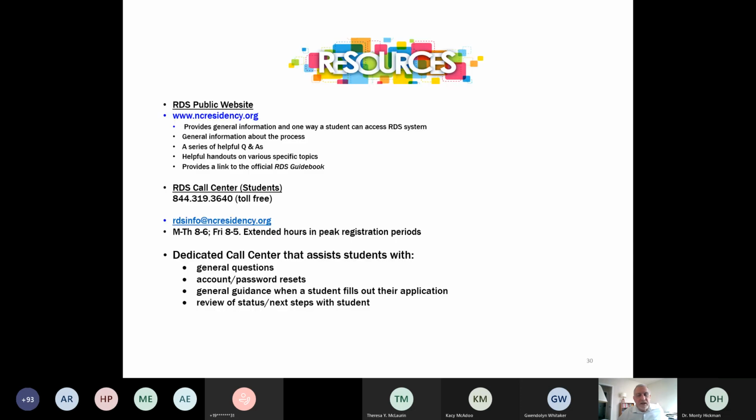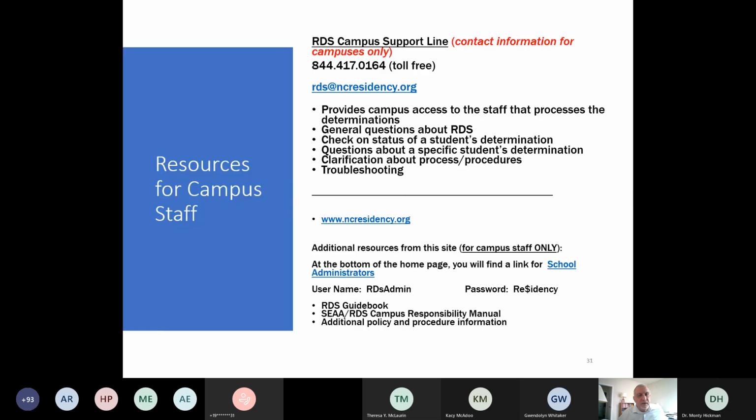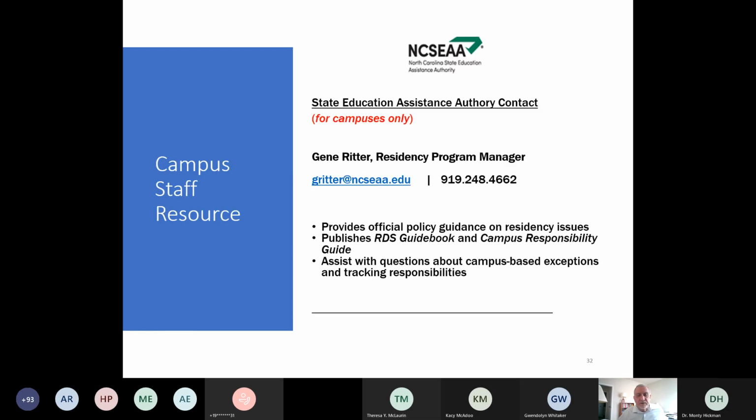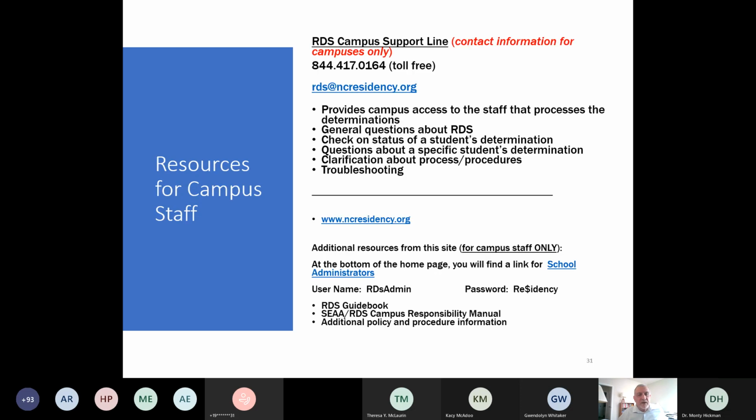So we'll have this again, and Monty's going to send this out with the resources and our contact numbers. In general, if your question is about what's going on with the determination, or helping the student understand why they just got out, your best bet is calling the campus line. If a student has questions, have them call the student line. They can help them go through the interview and answer questions. What do they need? What are the issues? This slide has the password for the protected page, which would have this guidebook.